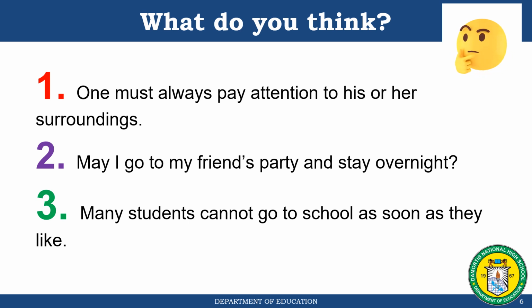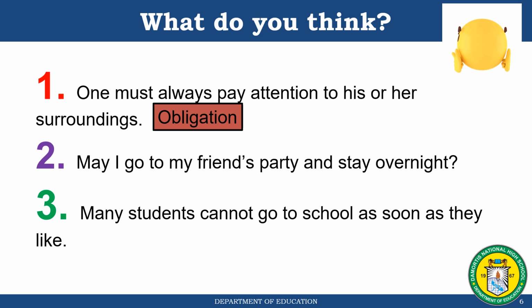Let's take a look at sentence 1. One must always pay attention to his or her surroundings. What do you think is the answer? Is it asking permission? Does it prohibit you to do something? Or stating your duties and responsibilities that you're obliged to do? Very good. It shows an obligation. Obligation that one must always pay attention to his or her surroundings.